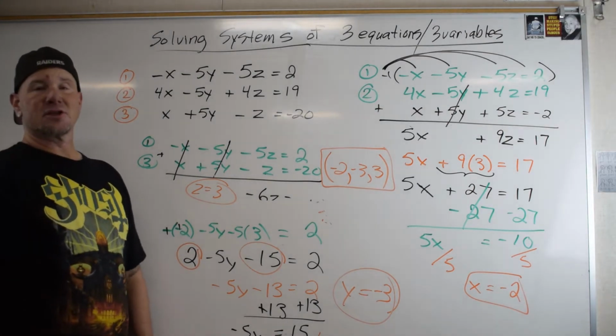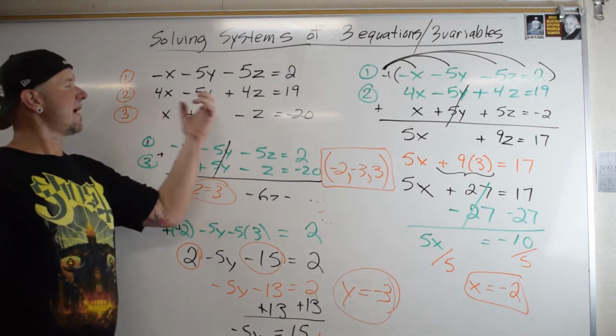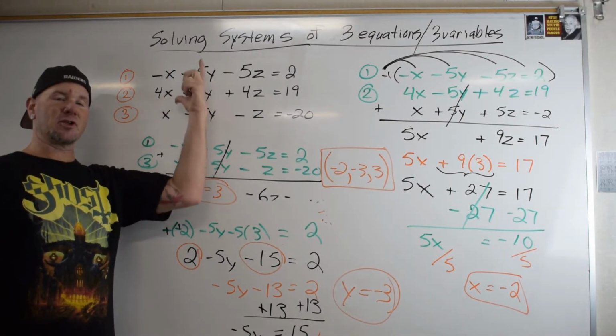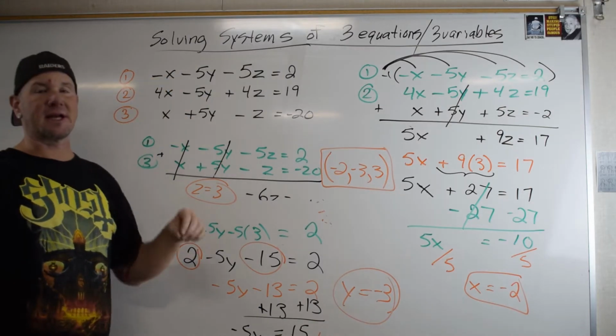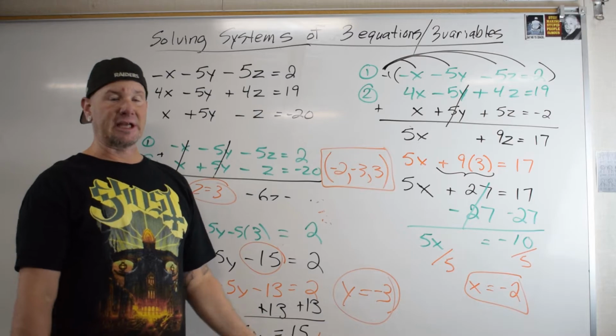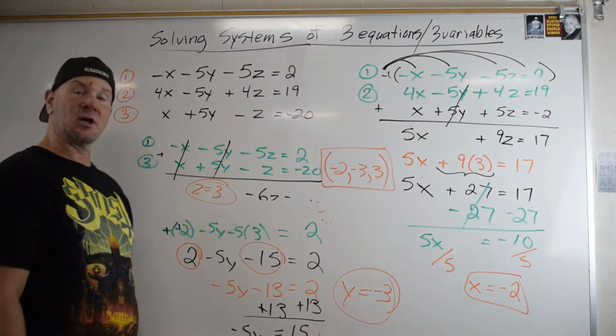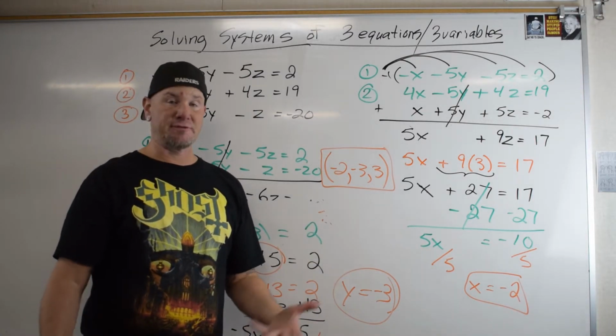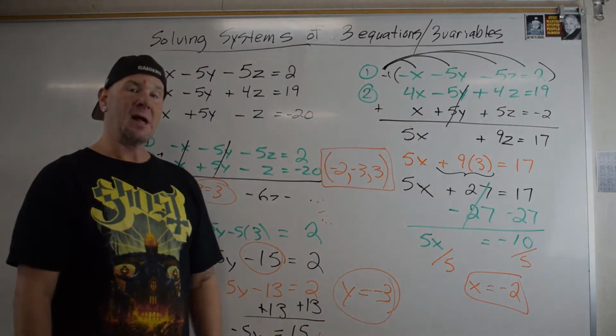So again, you want to take two pairs of those three equations, break it into two pairs and eliminate the same letter from both pairs. And that should leave you either with a way to solve it like this, or then you'll have two equations with two variables that you can solve. So why don't we try another one?